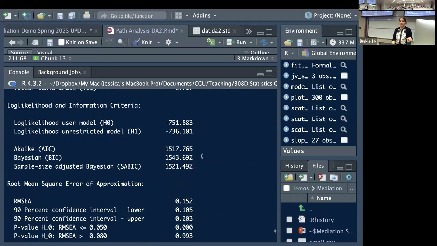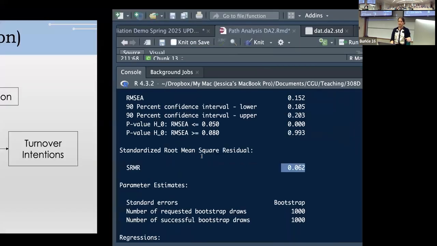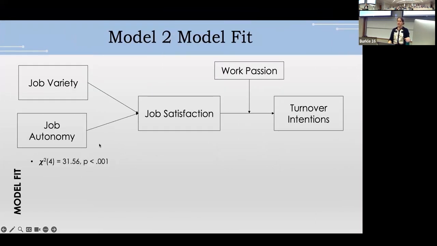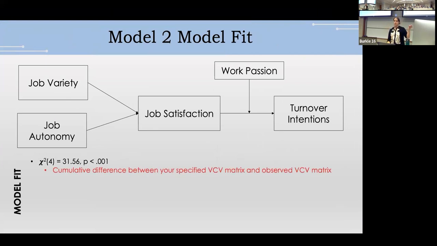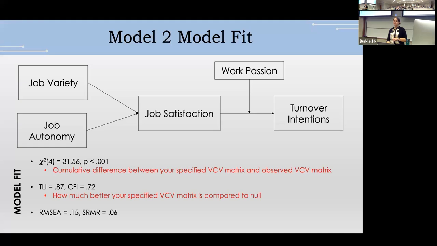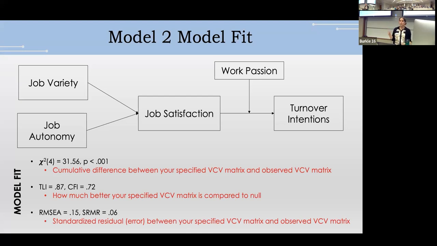We can look at the parameters again to see what worked and what didn't. I'm going to jump us to that. So here's the model fit, right? Chi-square is the difference between your matrix and the observed matrix, specified, right? Expected versus observed. But it's the cumulative difference. It's all the differences added together. Then we've got TLI and CFI. This is how much better your model is than the null. And then we have RMSEA and SRMR, which are both the error, the standardized error between your model matrix and the observed matrix. None of these are great with the exception of SRMR is fine. So we would say that.